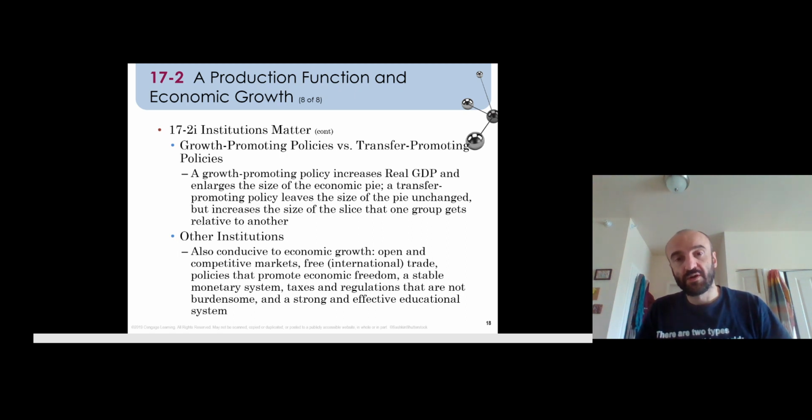Other institutions are, for example, foreign trade, international trade. So next week we will be dealing with international trade and the international financial system. So a stable monetary system, that's another institution. If you have inflation, then it won't help you very much to have all other institutions, right? And to have the best educated labor force in the world and the best technological equipment that you can have. If you have 3,000% inflation per year, everything is gonna get wrecked very quickly.